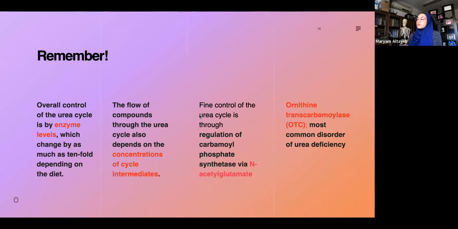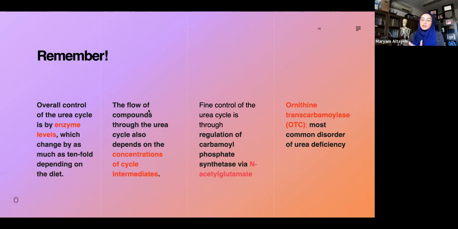So now I might have to change these colors. I hope it's clear. So now what I want you guys to remember is that the overall control of the urea cycle is by enzyme levels. Okay. So let's say you have someone who has a very, very high protein diet. So the body is, subhanallah, going to adapt to that and create more of these proteins that are going to break them down.